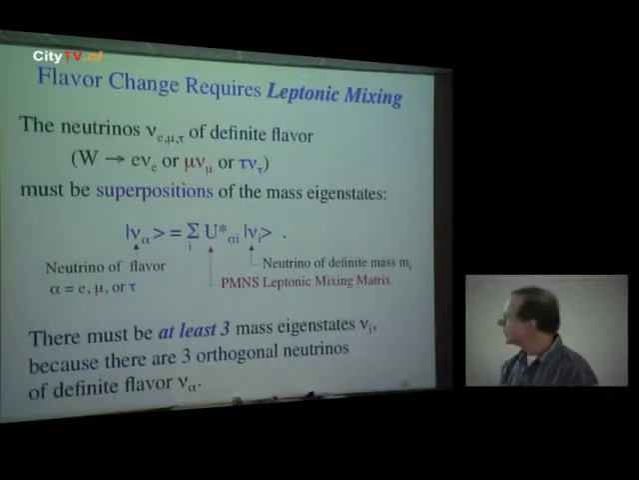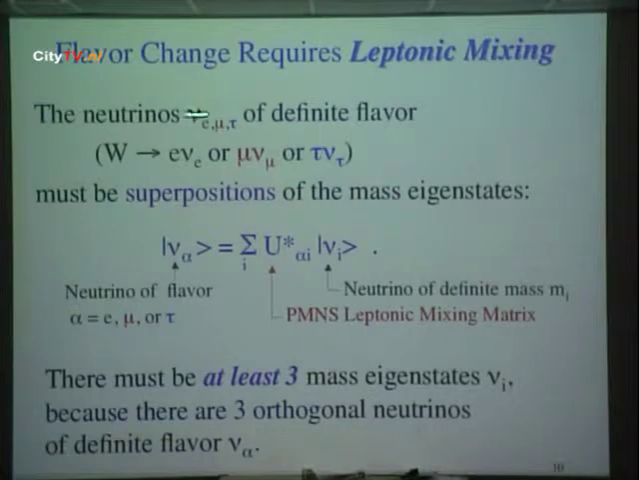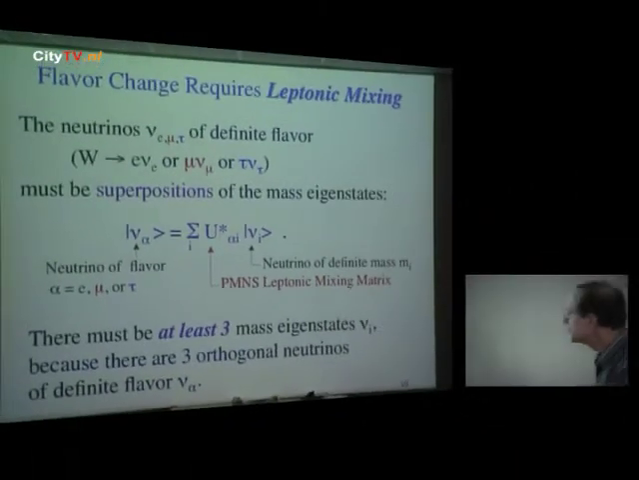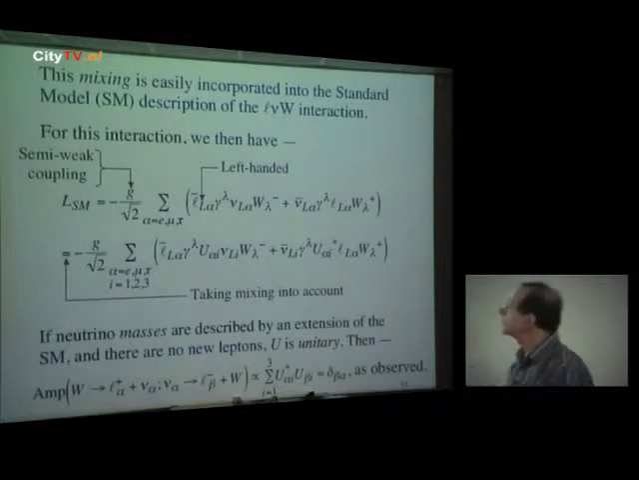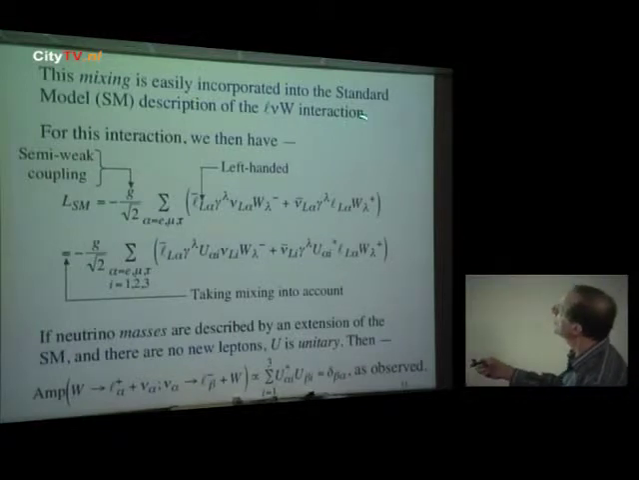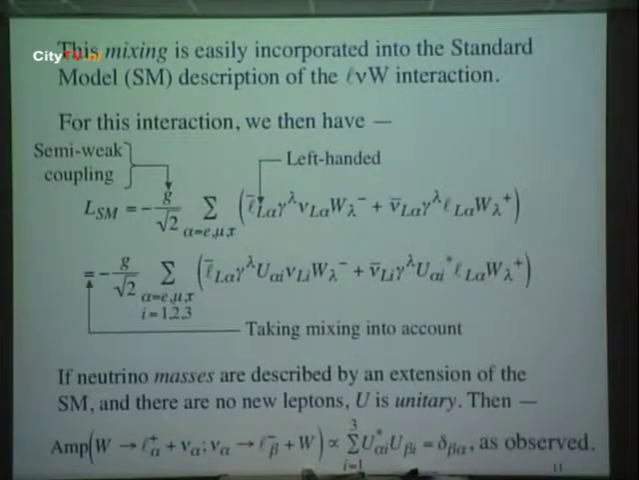We know that there are at least 3 different neutrino flavors, nu E, nu mu, and nu tau. That means that there are at least 3 mass eigenstates, because these are orthogonal states. They have different flavor, and out of 3 orthogonal vectors, I can certainly make at least 3 orthogonal vectors, nu1, nu2, nu3. The mixing that we just spoke about is easily incorporated into the standard model description of the coupling of the leptons to the W boson.